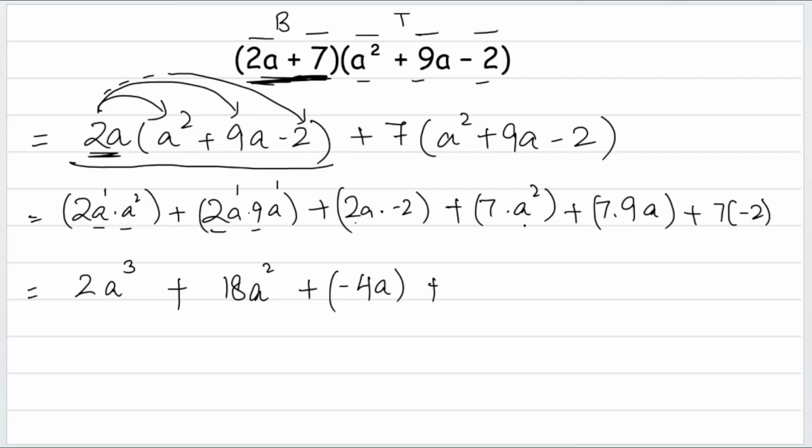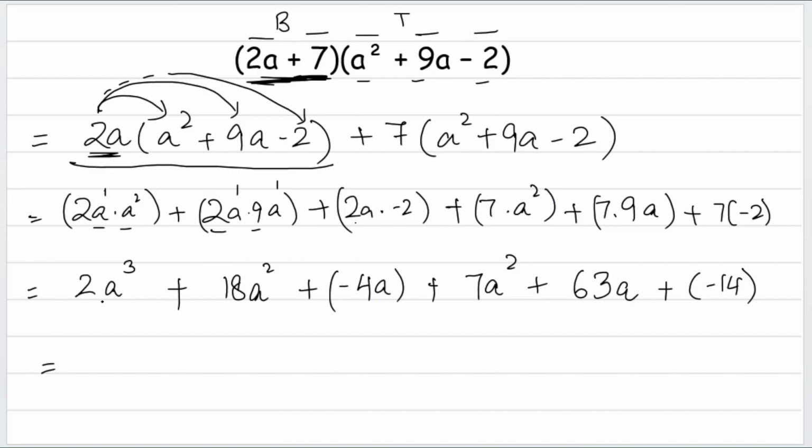Next, plus 7 times a square is 7a square. 7 times 9 is 63a. 7 times negative 2 is negative 14. So we are done with the multiplication. Now what is left? To combine all the like terms and to simplify this expression.